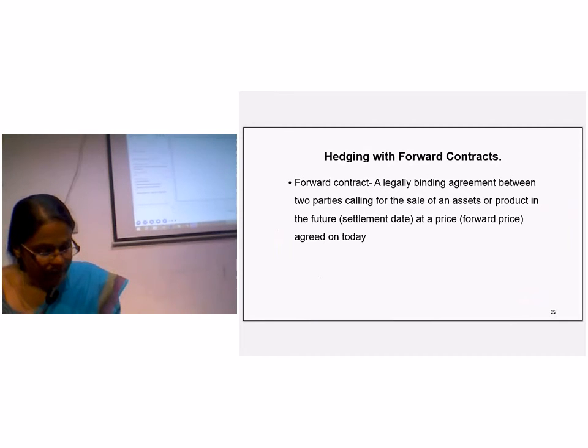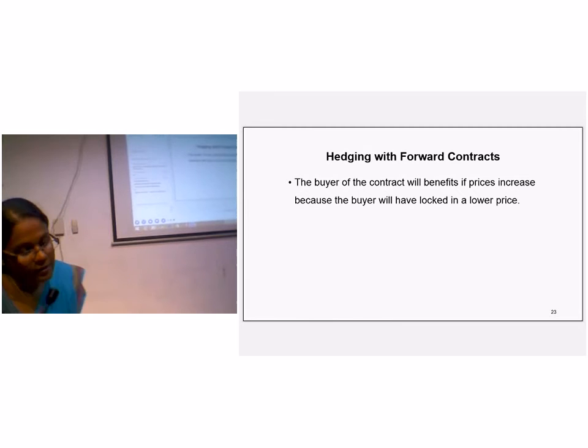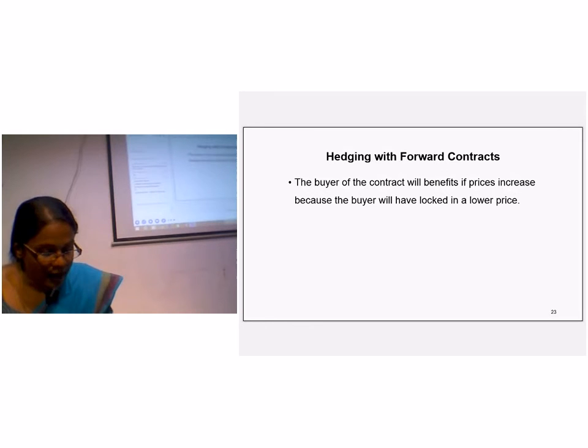The buyer of the contract will benefit if prices increase, because the buyer will have locked in a lower price. When market prices are increasing, the buyer of the forward contract is benefiting. Assume they have agreed on a price of 50, but market prices are 70. If there is no agreement, the buyer will have to buy at 70 rupees. But because of the forward contract, he can buy at 50 rupees. So he will have a benefit of 20 rupees. That is how the buyer is benefiting.